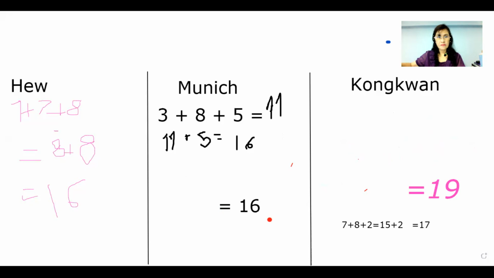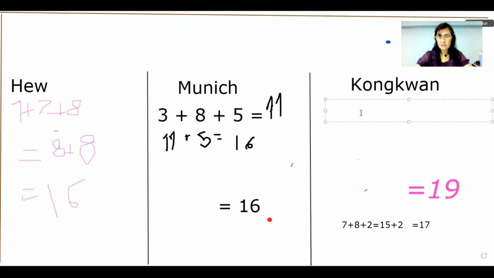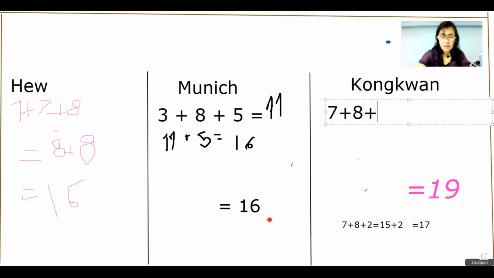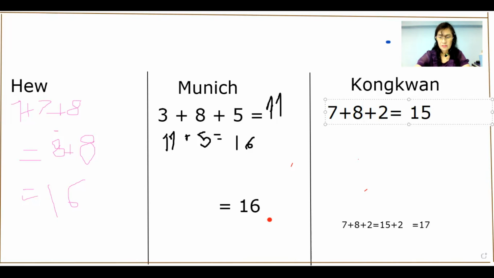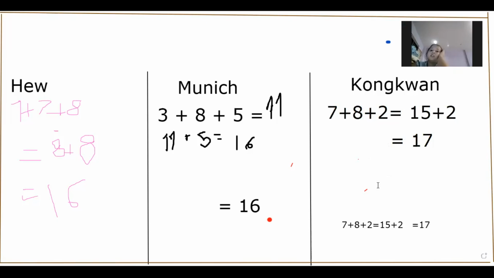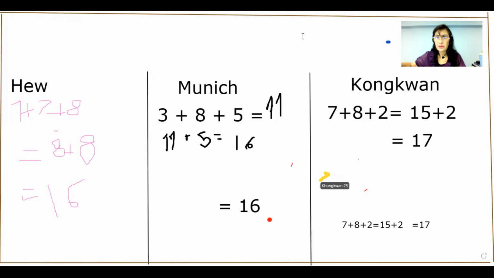So here, for Kong Kwan, you have there 7 plus 8 plus 2 equals, so you write 15 plus 2. Then you just write equals 17. Is that difficult? Is that difficult to write? Is it difficult? No. You only have to follow.